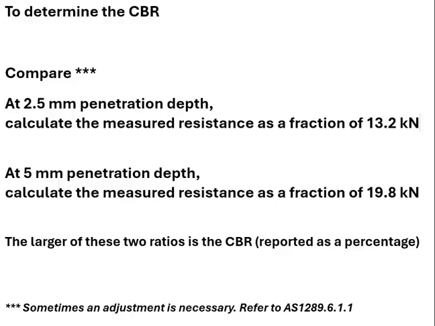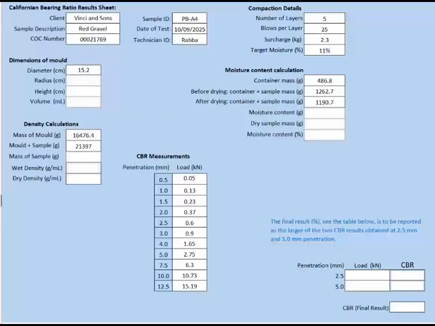To determine the CBR, first measure the load required to obtain a penetration of 2.5 millimetres. Similarly, record the load that achieved a penetration of 5 millimetres. Now the 2.5 millimetre result is divided by 13.2 kilonewtons, and the 5 millimetre result is divided by 19.8 kilonewtons. The larger of these two is calculated as a percentage, and this is reported as the CBR.